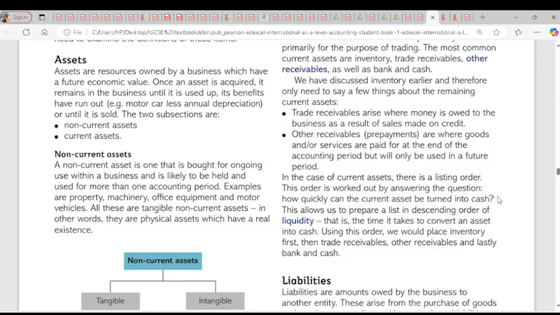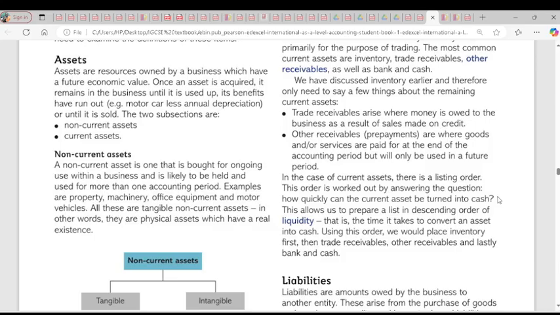So I start with current assets. Why do we call them current assets? We call them current assets because these resources are expected to be with the business for a short period of time, mostly within a year. So they belong to the business, but they won't spend more than a year with the business. Examples of these current assets are inventory, trade receivables, other receivables, cash, and bank.